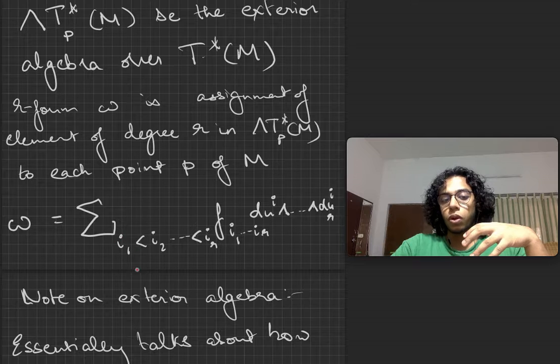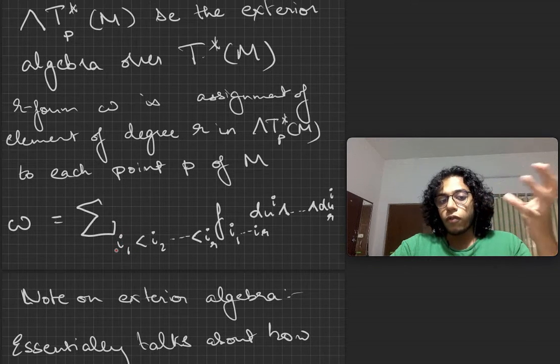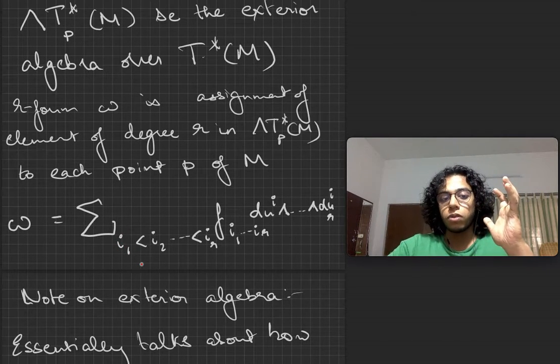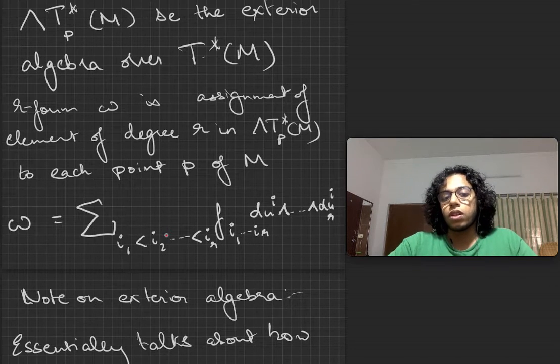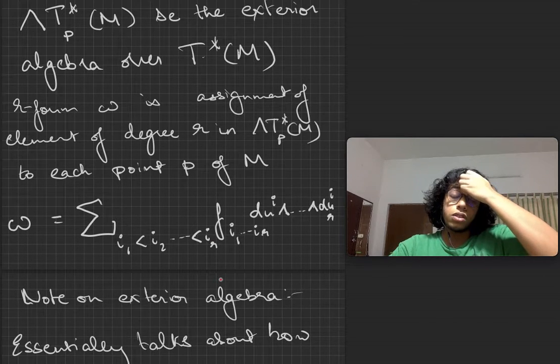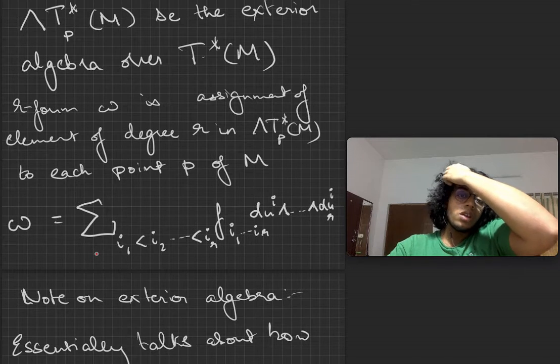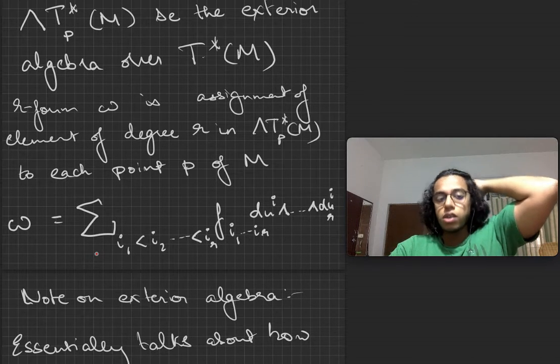You take this wedge of all the one forms and their permutations and combinations, R by two forms and their permutations and combinations, and so on, right? So this is how your R form is defined.